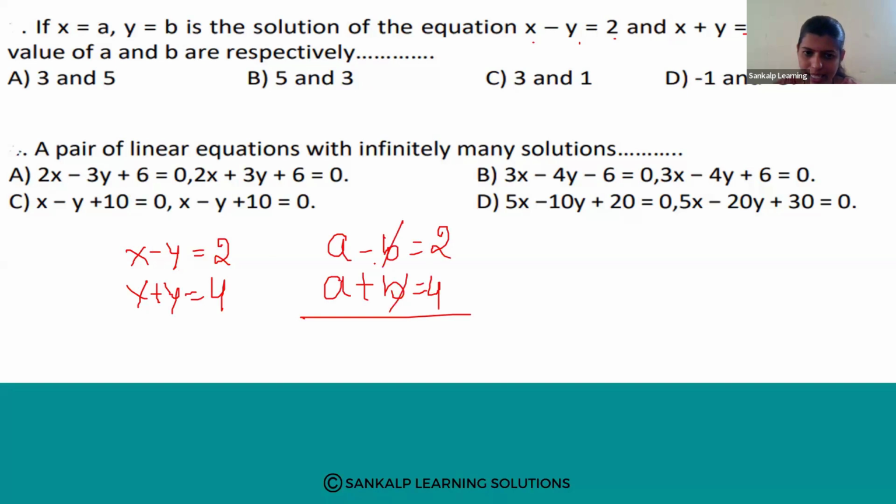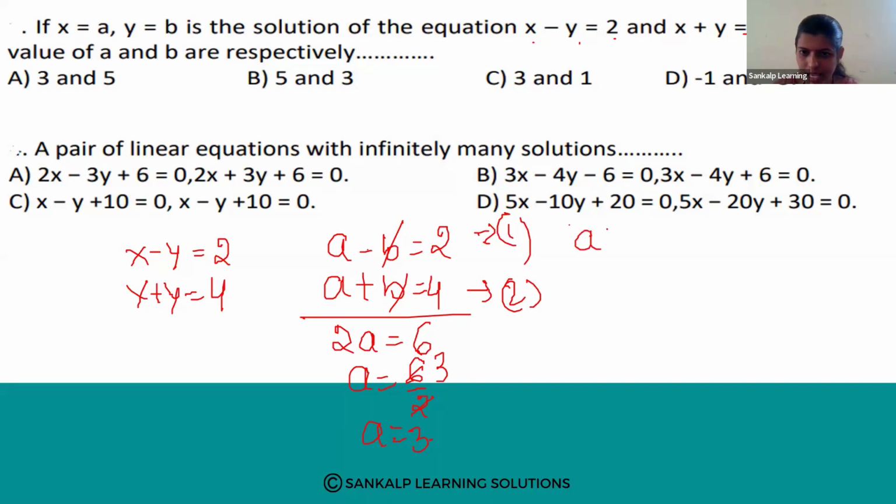So B and B will get cancelled. Minus and plus is there. So A plus A, it is 2A is equal to 4 plus 2, it is 6. Again, you will get the same result, 6 divided by 2. 2 ones are 2, 2 threes are 6. A is equal to 3. And substitute in equation number 1 or 2. So equation number 1, substitute the value of A in equation number 1.